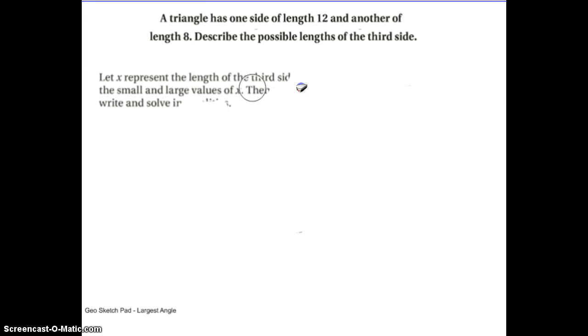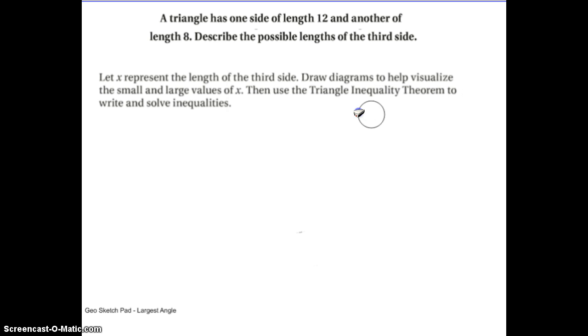Okay, a triangle has one side of a length of 12 and another of a length of 8. Describe the possible lengths of the third side. Okay, so let x represent the length of the third side. Draw diagrams to help visualize the small and large values of x. Then use the triangle inequality theorem to write and solve inequalities. Okay, so we know that one side length is 12 and the other side must be 8. So we know that the third side must be less than 8 plus 12, which is 20.